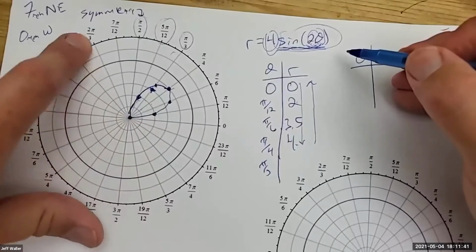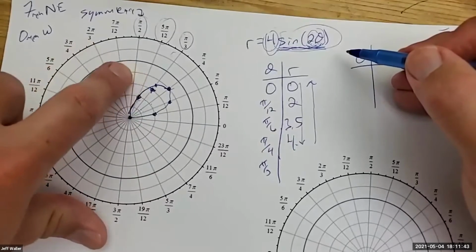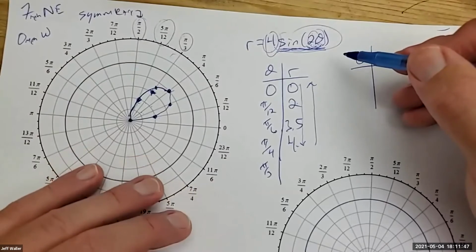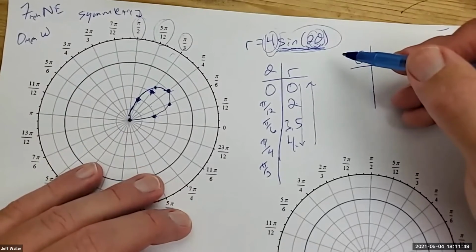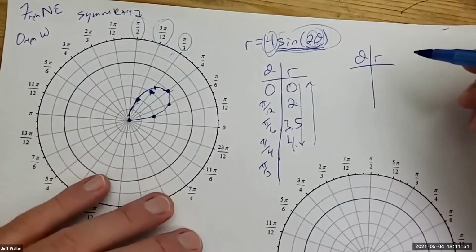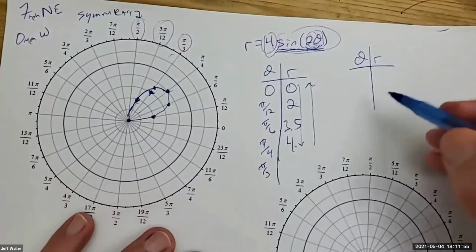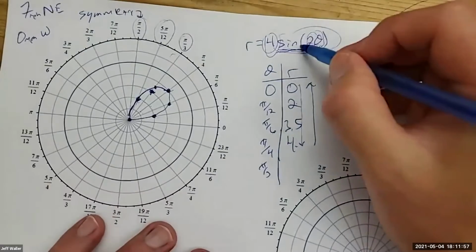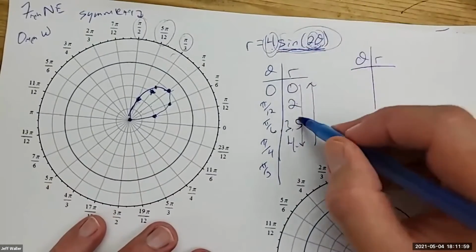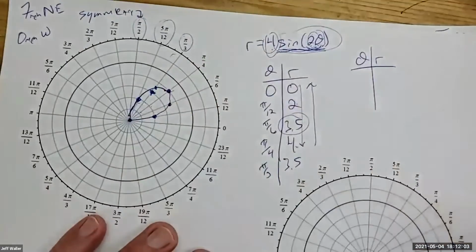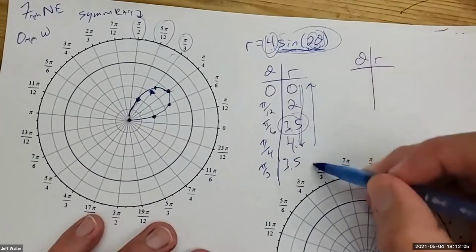It's closer to the y-axis, so it's bigger. It's radical 3 over 2. And radical 3 over 2 times 4, we did earlier, is 3.5. So it is going through all those same values. It built up, and now it's going back down.